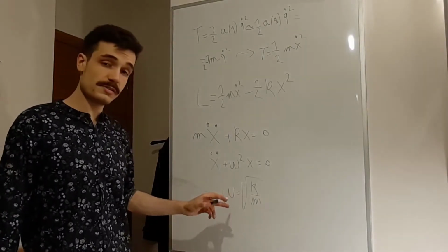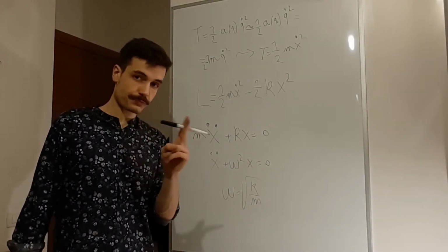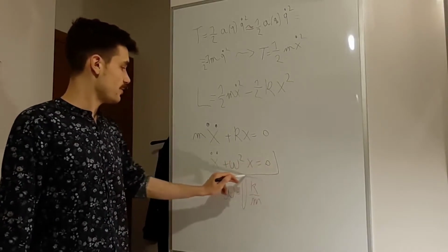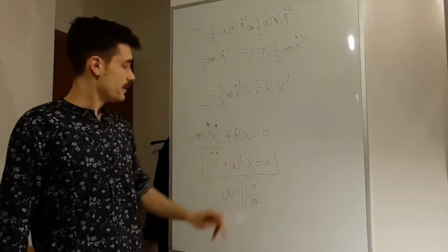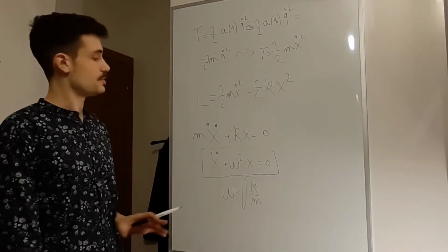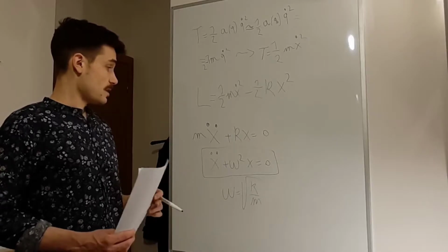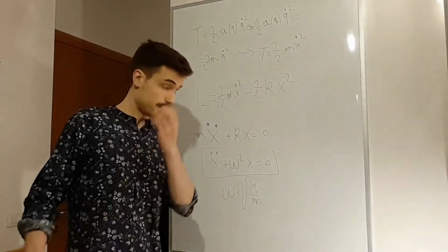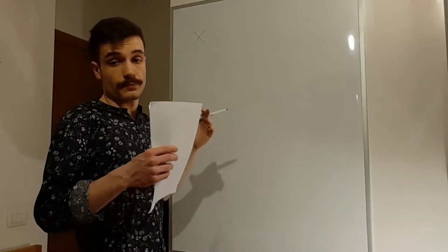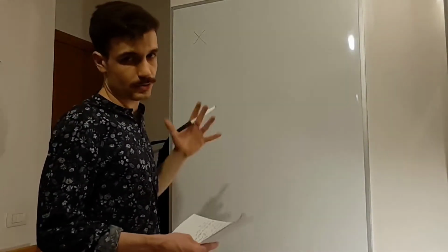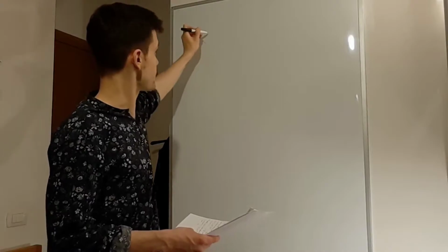So that's the frequency of our oscillation, and that's the reason why we write it in this different way. And this is the equation of our harmonic oscillation. Now this is a differential equation, so we will have to solve it. Actually, I'm going to skip the process and arrive directly at the solution.